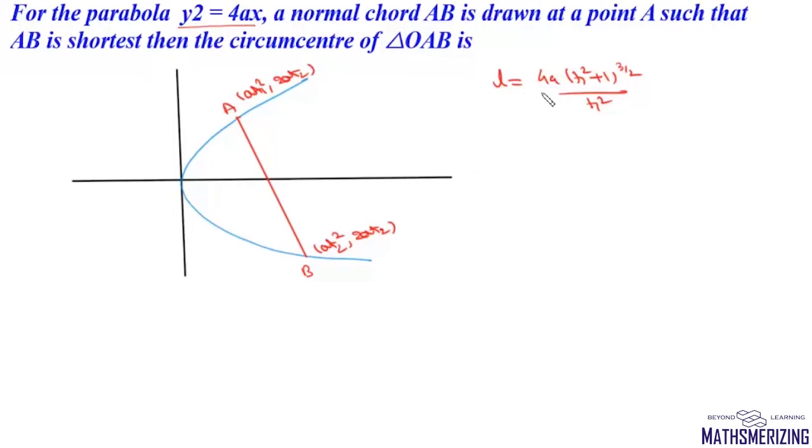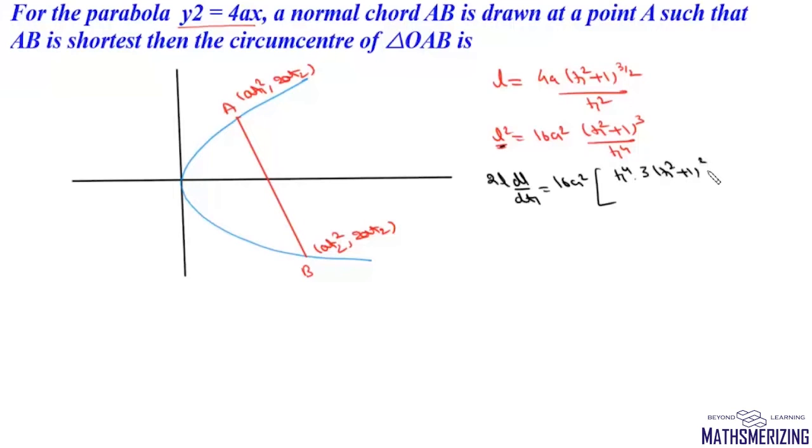So what we'll do is we'll square it and then we'll differentiate. We'll write L² as 16a²(t1² + 1)³/t1⁴. Now we'll differentiate with respect to t1. So we'll write 2L dL/dt1. It'll be 16a², and then we can write t1⁴ · 3(t1² + 1)² · 2t1, and then minus (t1² + 1)³ · 4t1³.